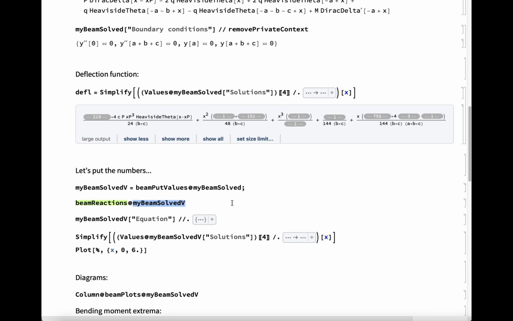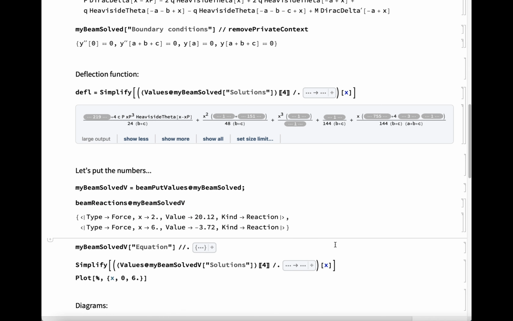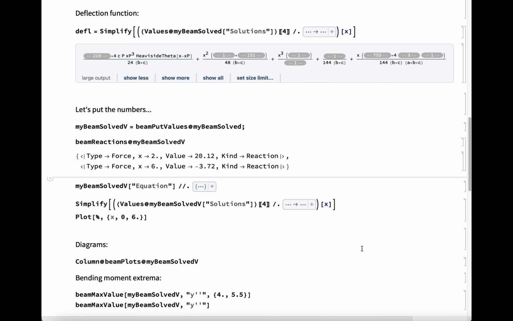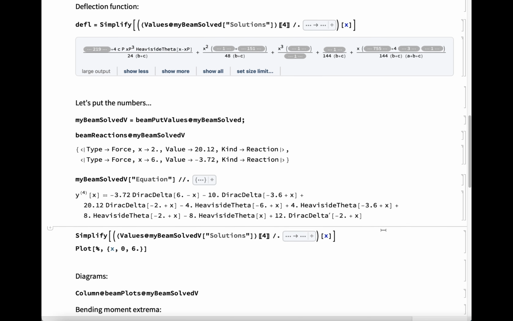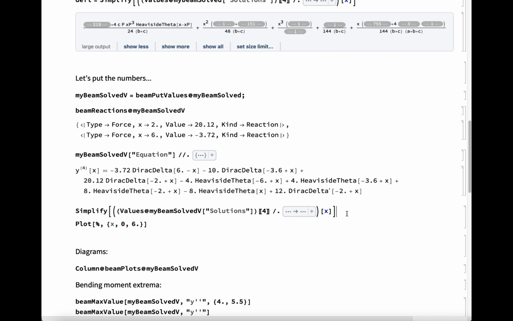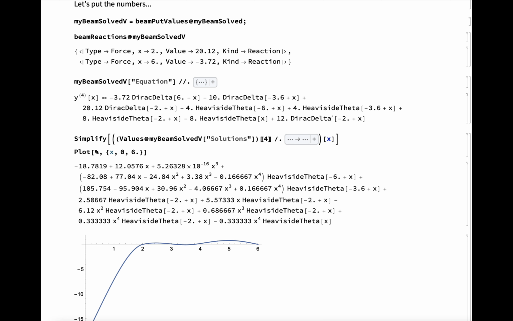This is what our support reactions now look like. In our example, these are two forces with different directions. Here is the beam equation, and this is the desired deflections function. We can immediately plot this using the built-in plot function, as I just did.